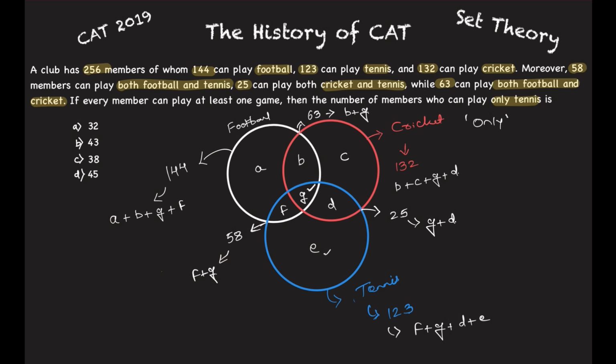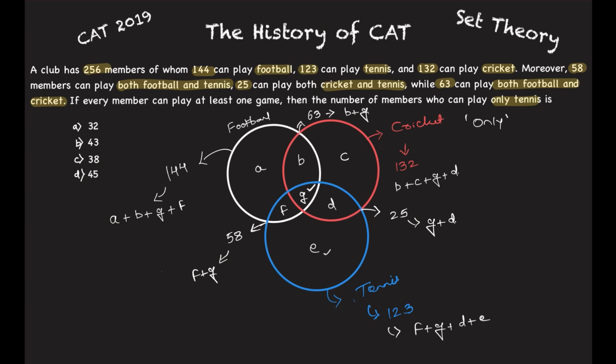A union B union C is equal to what? A plus B plus C minus A intersection B, minus B intersection C, minus A intersection C, plus A intersection B intersection C. Okay, it looks very complicated, but let's not go by the formula. See, you can understand it.